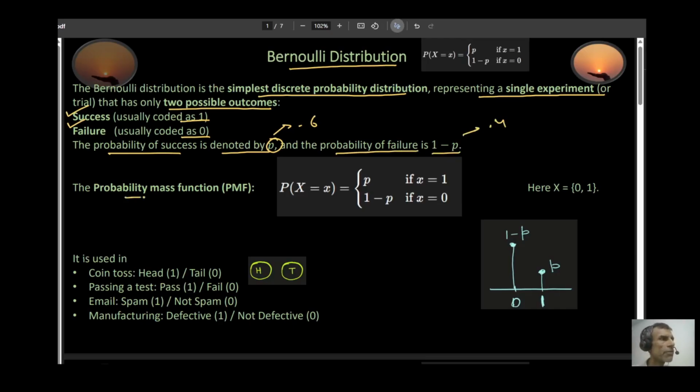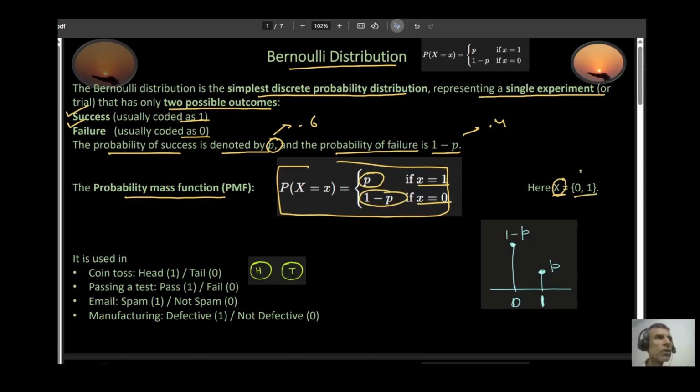Now, the probability mass function, your PMF, is denoted by this expression right here. This expression is telling you that the probability of x equal to 1 is P, and the probability that x equals 0 is 1 minus P. Here, the capital X is your random variable. It can take only two values, 0 or 1. This is a pictorial representation of this PMF. It is essentially saying that the probability of x equal to 0 is 1 minus P, and the probability of x equal to 1 is P.